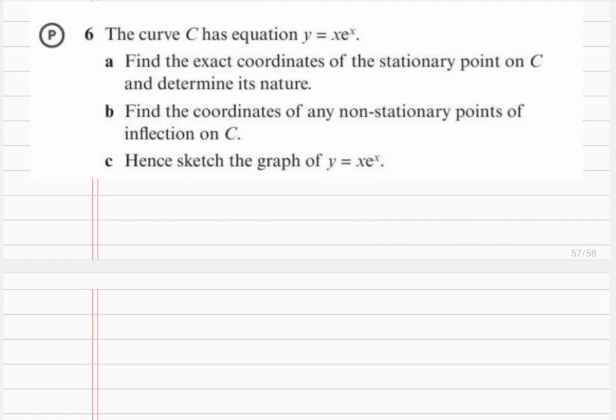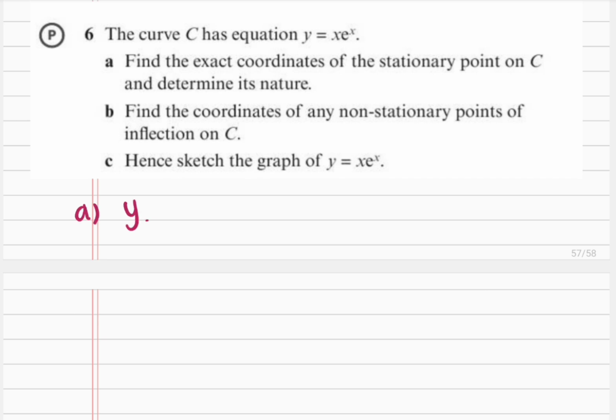Hi everyone, this video is on exercise 9i question 6, which is about the curve that has the equation y is equal to x times e to the power of x. And in part A, we want to find the exact coordinates of the stationary point on C and determine its nature. So it's similar to question 5, at least the first two parts are similar to the previous question. So if you have watched that video, you probably should have some idea at least.